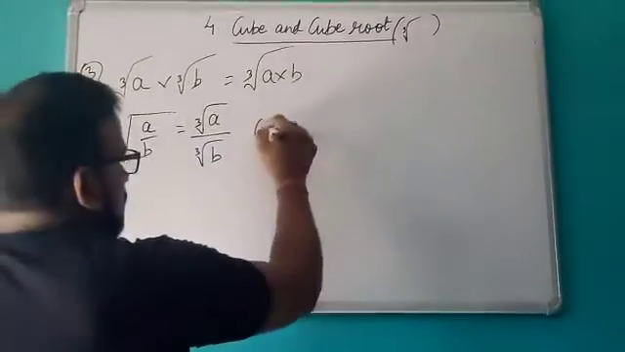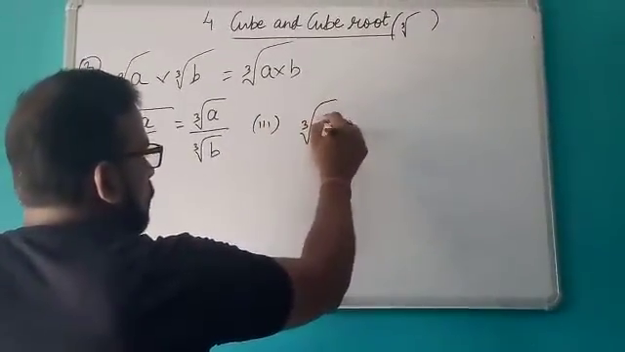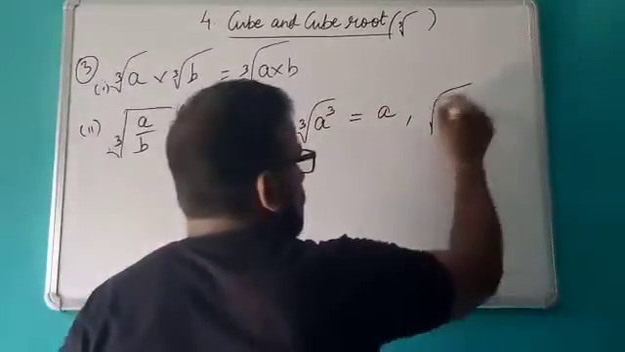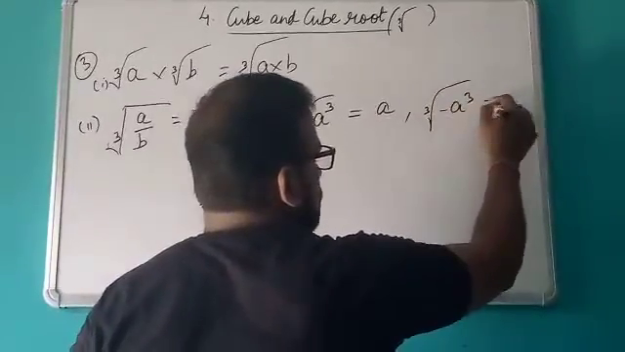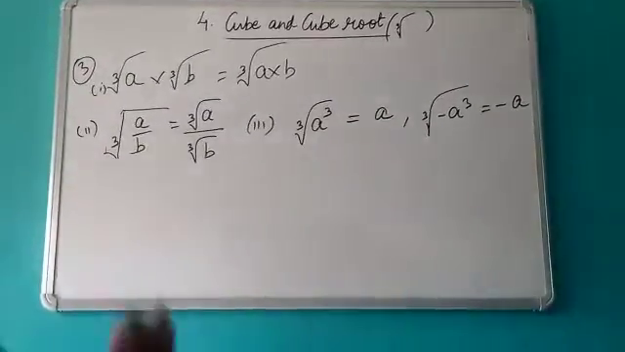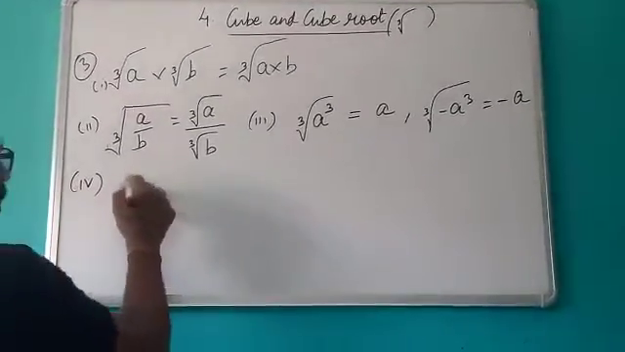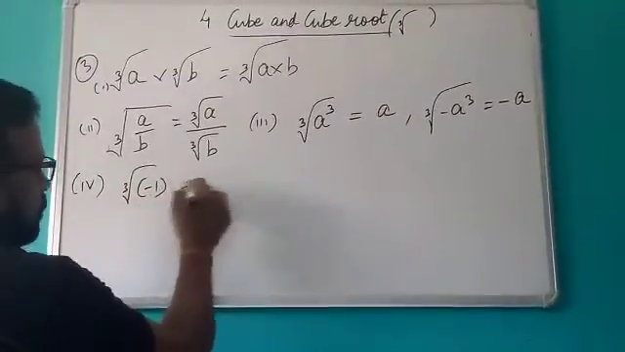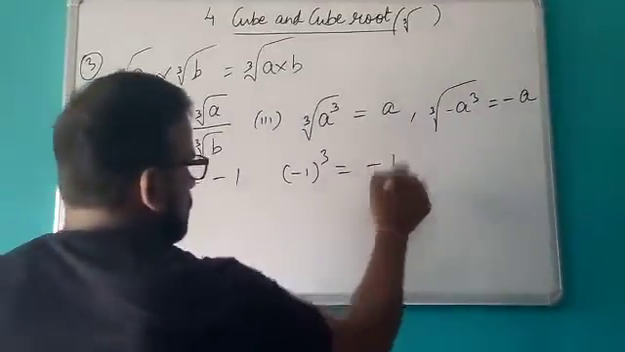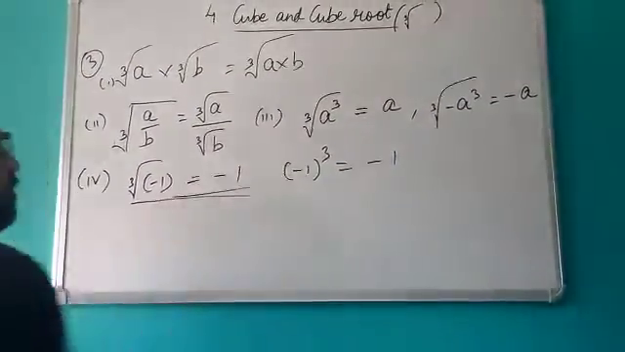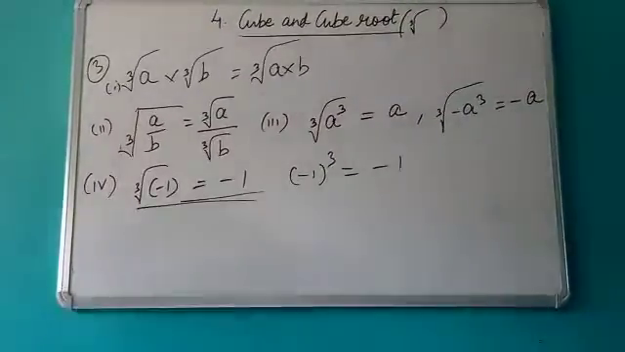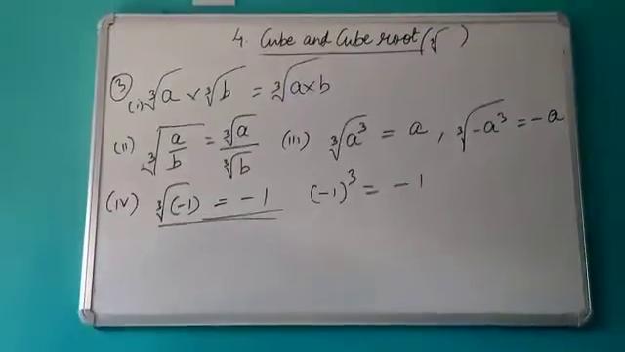One more property is there: cube root of a cube is always a, and cube root of minus a cube is always minus a. Similarly, cube root of minus 1 is always minus 1, and minus 1 to the power 3 is always minus 1. So remember this, we will also use it very frequently. These are the properties of cubes that we will be using to solve the questions.